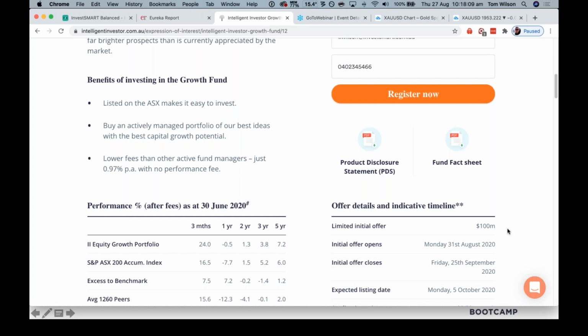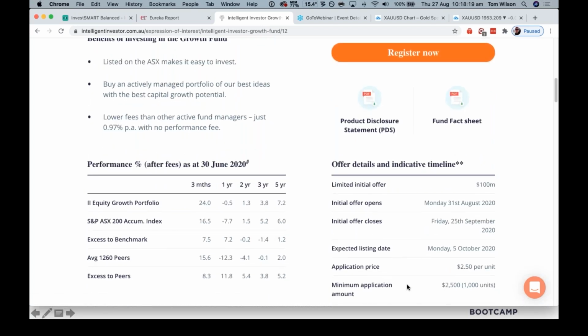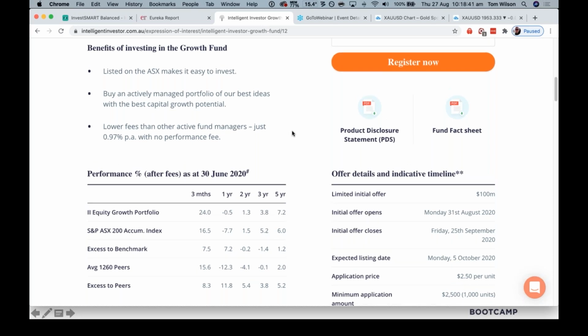So this is an initial offer, which means it's not trading on the ASX yet. But if you think it's appropriate for you, and you definitely need to read the product disclosure statements and the fund fact sheets, you can apply for a minimum of 1,000 units, which at $2.50 a unit is $2,500. So when it lists and your application is accepted, you would then own so many units in this growth fund, and then it would trade on market just like a share or an ETF.